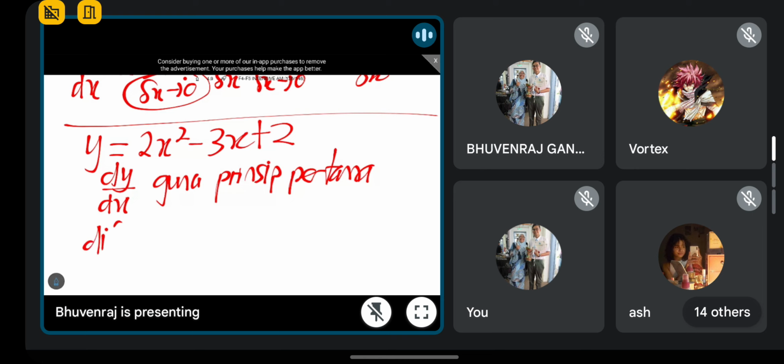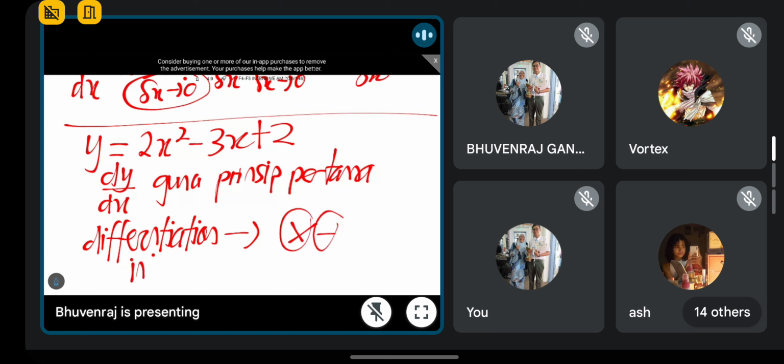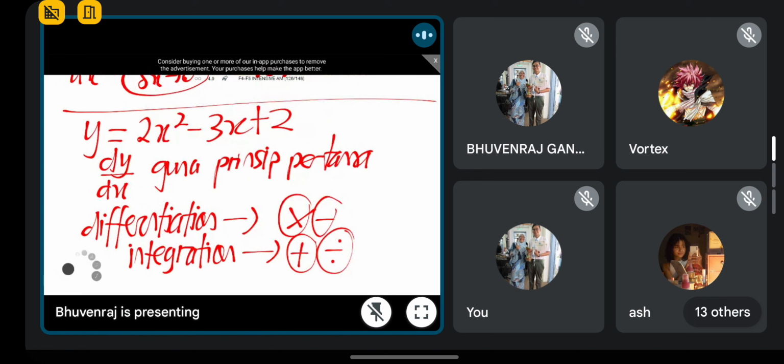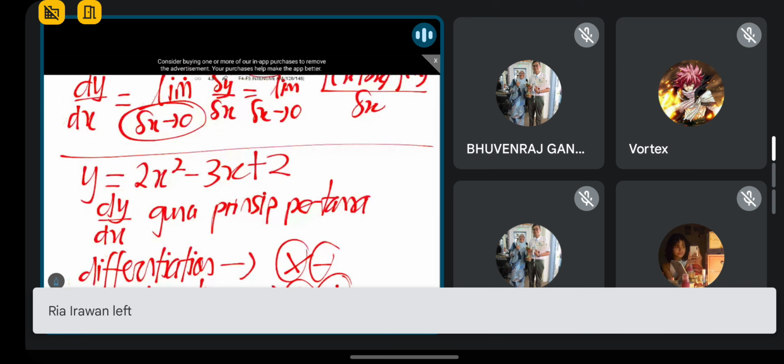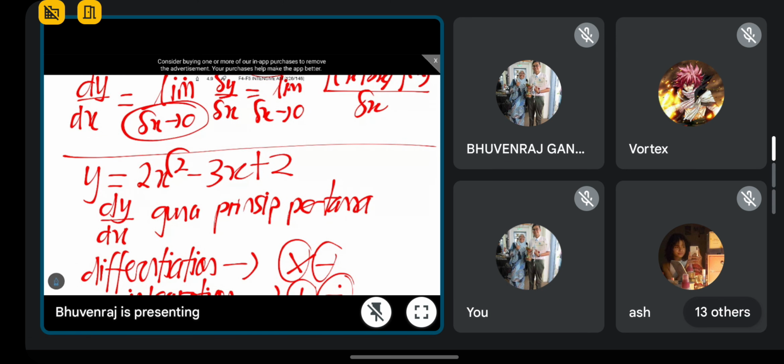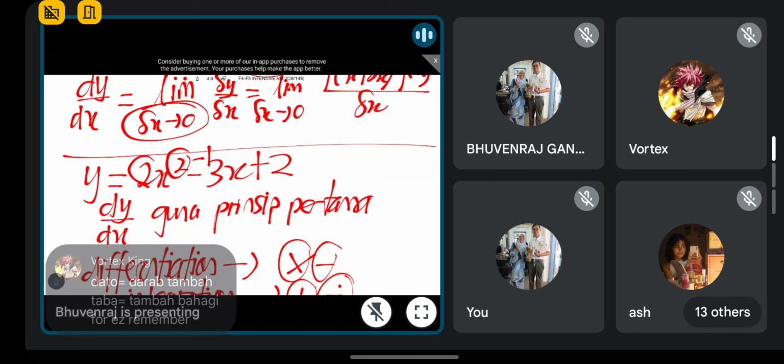Always differentiation, always remember. Don't get confused because you have another chapter after this called integration, pengamiran. So differentiation, we always do times and minus. Integration is plus and divide. Okay, you must remember this. Kena ingat. Operasi dua-dua bab ni. Okay, so this is the difference over here. So what I mean by plus and divide, you times the power, kamu kena darab kuasa ini, times these two, you will get 4, and then you minus the power by 1, you get 4x.